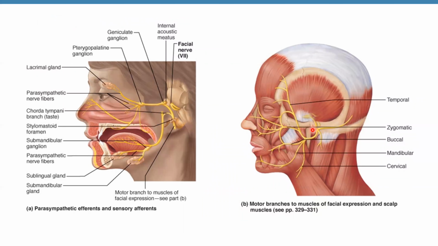Right, so over here you can see these are our motor branches, right? And it does have some other functions. It innervates the lacrimal gland. It also innervates the salivary glands, sublingual and submandibular. And it brings sensation from the tongue, from 2/3 of the tongue.